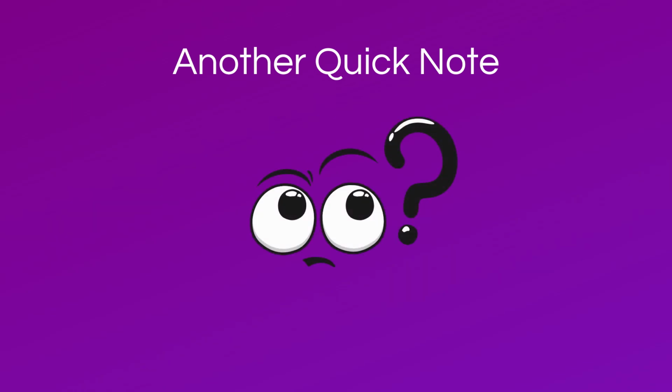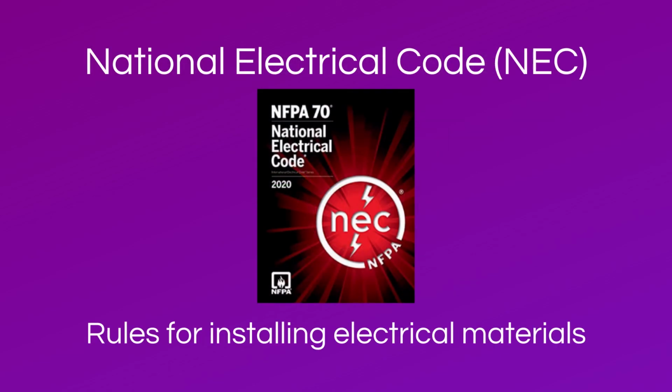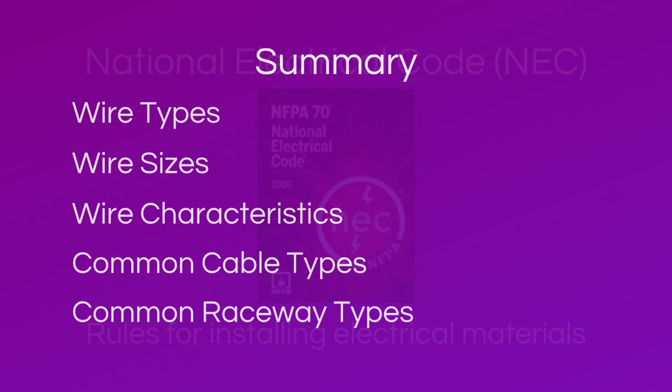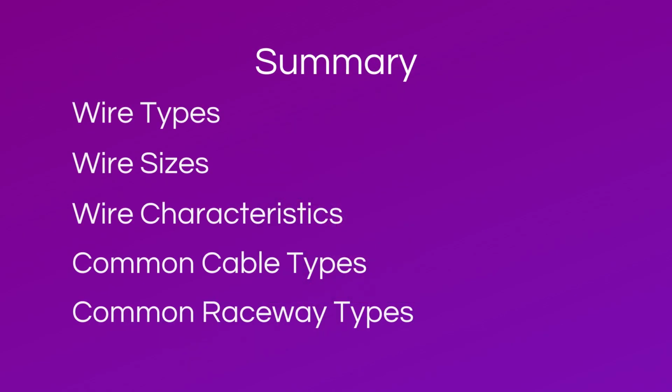It may be confusing to keep track of when to use certain wires and cables. The good news is that the United States has something called the National Electrical Code, also known as the NEC. This code details specific rules for installing electrical materials such as wiring. It ensures that the finished job will be electrically safe. If you follow the NEC, it is less likely you will install the wrong type of wire or cable. In summary, we have talked about wire types, their characteristics, their sizes, common cable types, and common raceway types.